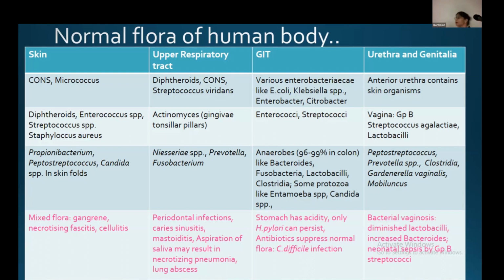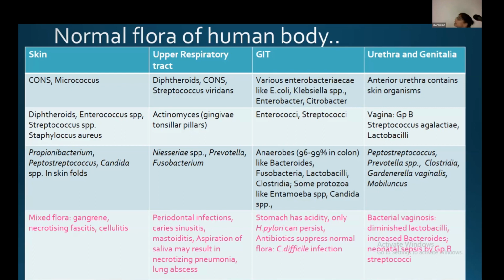Then Candida. Candida species, it is a fungus, a yeast, and it is a normal inhabitant of skin folds. Okay. So whenever infections of skin and surrounding tissue occur, like gangrene, necrotizing fasciitis, and cellulitis, the etiology is a mixed flora.